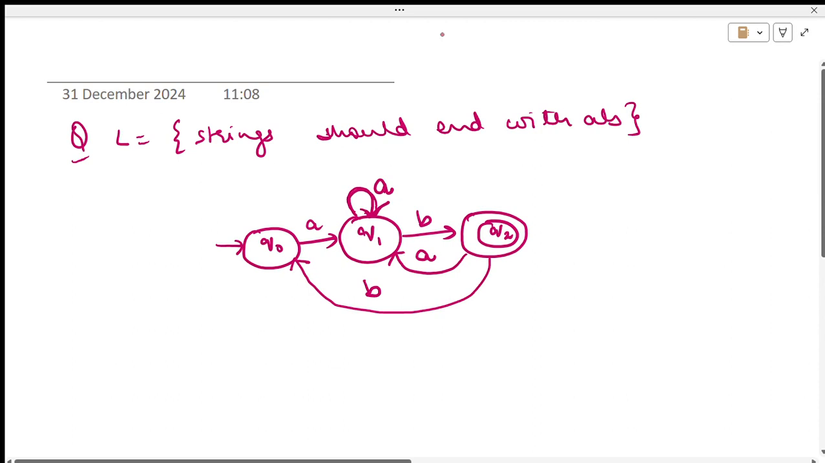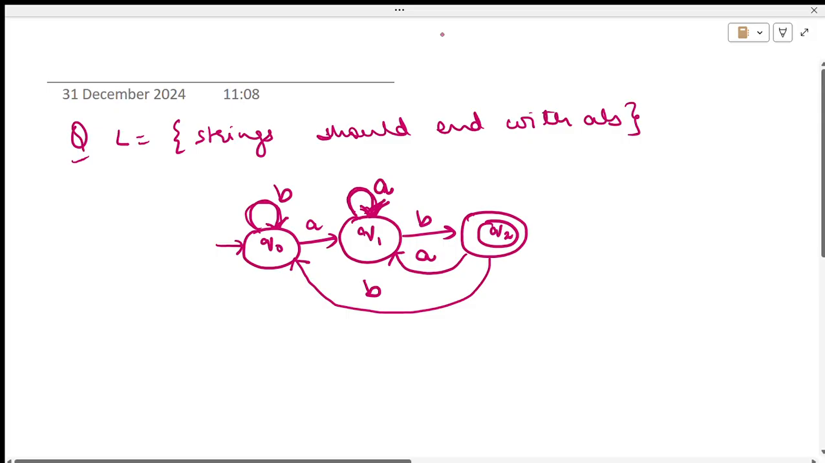And next, Q0 on reading B stays here only. So the diagram is completed. If Q0 sees a B, it stays on Q0. Q0 on reading A will move to the next state Q1. Q1 on reading A will stay there only, as the requirement for the language is that the string should end with an A followed by a B, AB. So Q1, any number of A's, the machine stays on Q1. Reading a B, it should move to the next state, that is the accepting state.